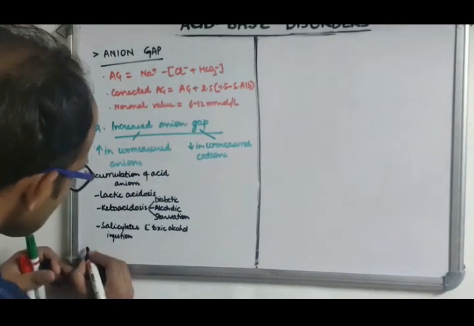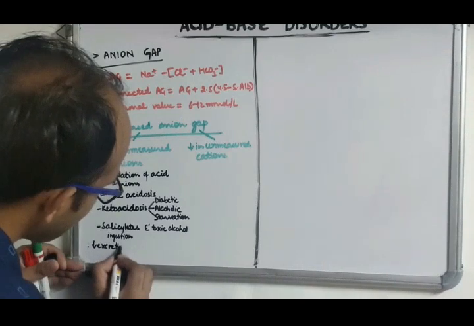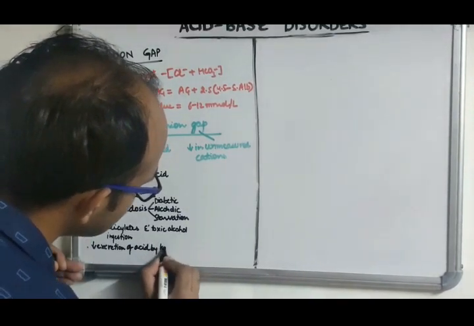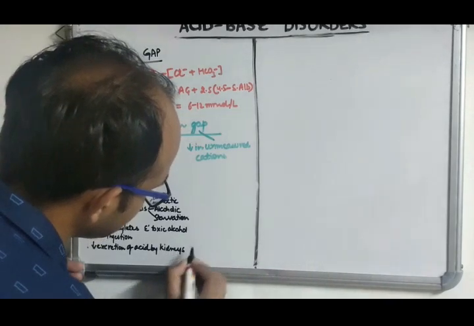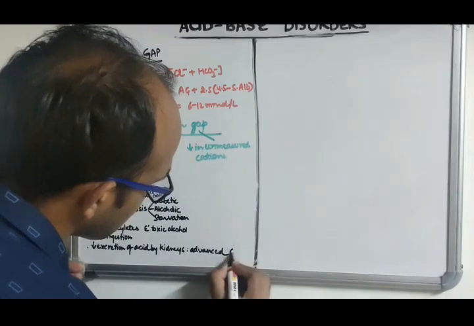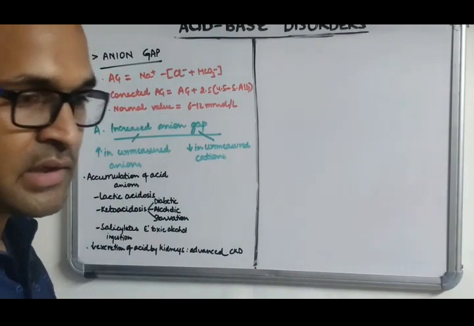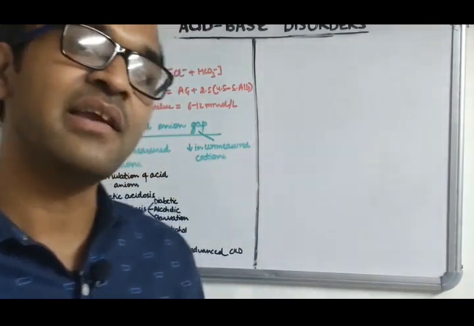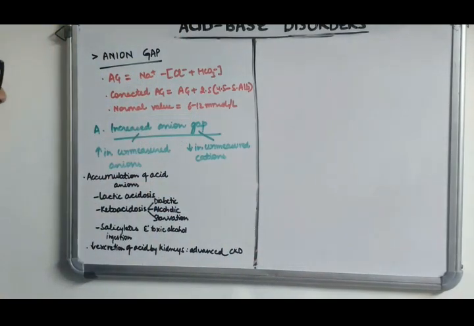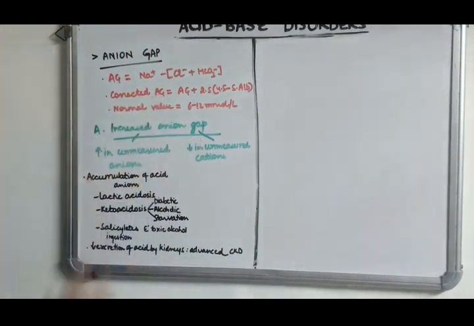So there is decreased excretion of acid by kidneys in patients with advanced CKD. Now apart from that, I have told you albumin is a very important unmeasured anion. So if there is an increase in albumin, again that will result in increase in anion gap. So that's why it is important to calculate the corrected anion gap.